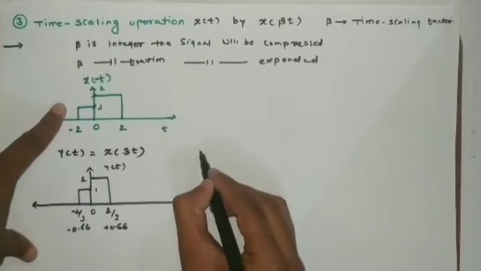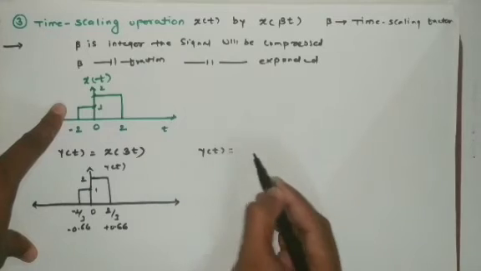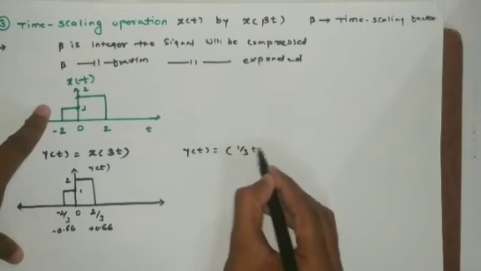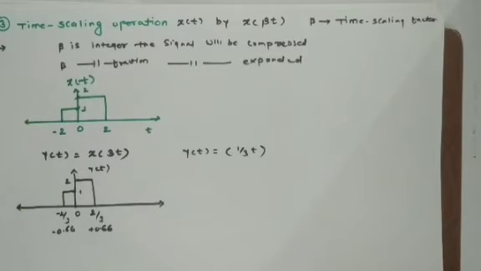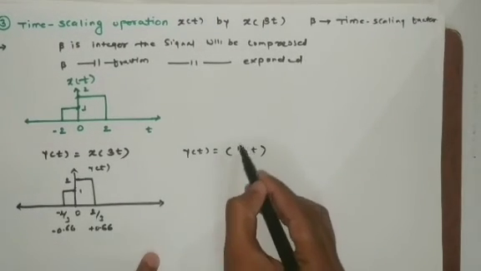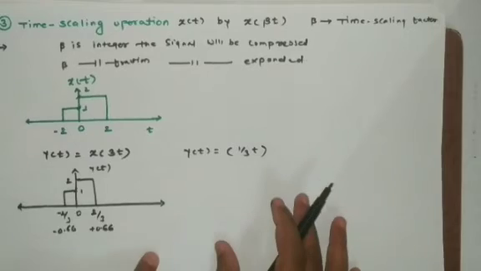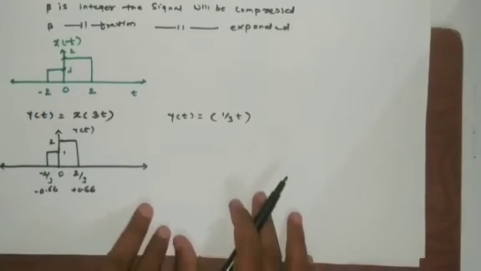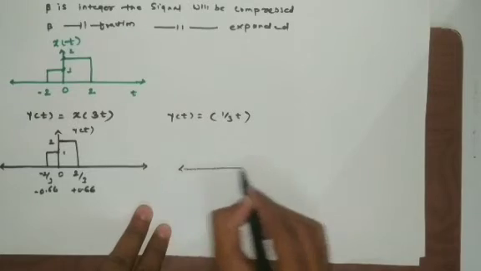Whereas if I consider y of t is equal to, let's suppose, 1 by 3 t. 1 by 3 is definitely a fraction, 0.33. Now what do we have to do? Just divide the time period parameters by the factor. So we will get this particular signal.